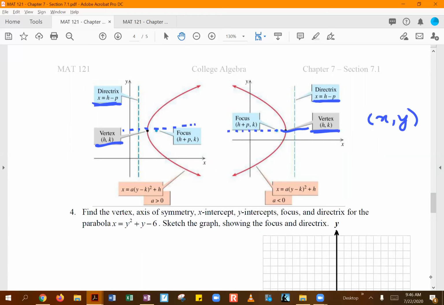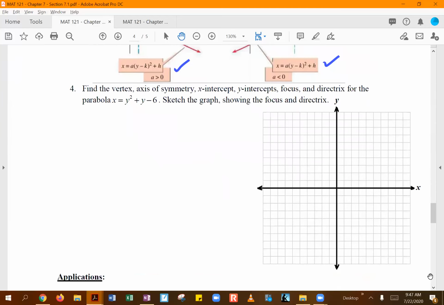But this time you will notice we are adding that p value to our x coordinates. So it's h plus p for the focus on the x coordinate, and the k value stays as it is. And your directrix became, as I just showed you, x equals h minus p. And then of course you can see the general form of our equations over here.